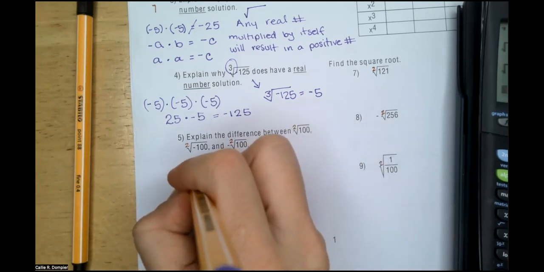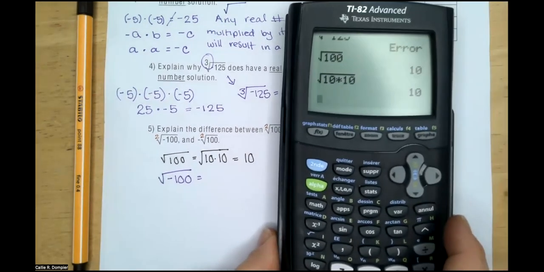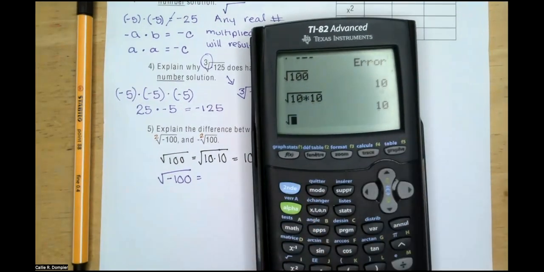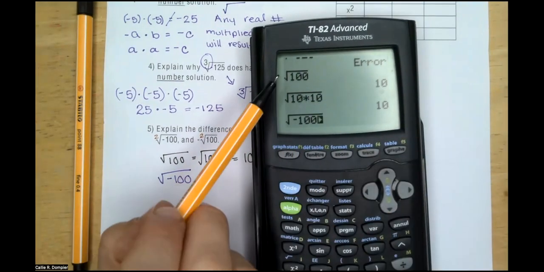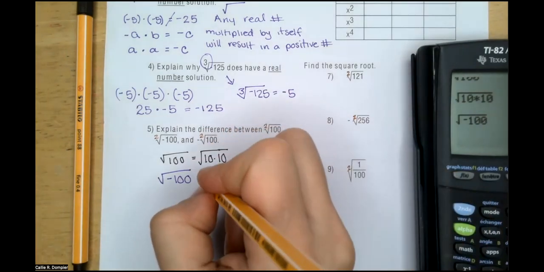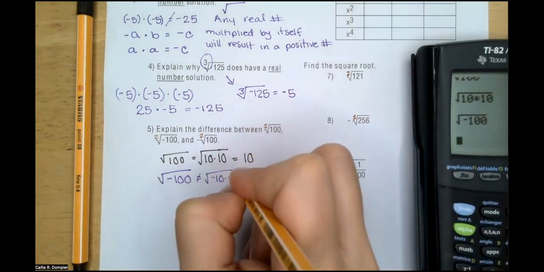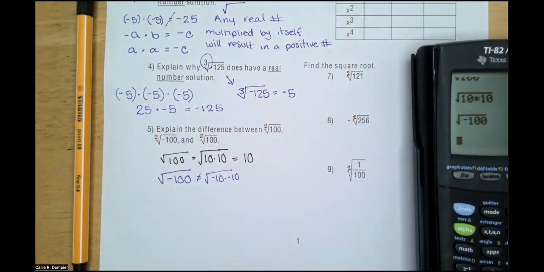Now, what about the square root of negative 100? What do you think is going to happen? The square root of negative 100 is just like 100, but it's negative under the radical. It's going to be an error because it is not true that it's negative 10 times negative 10, right? There's no whole number that you can multiply by itself to get negative 100. So it's a non-real answer.